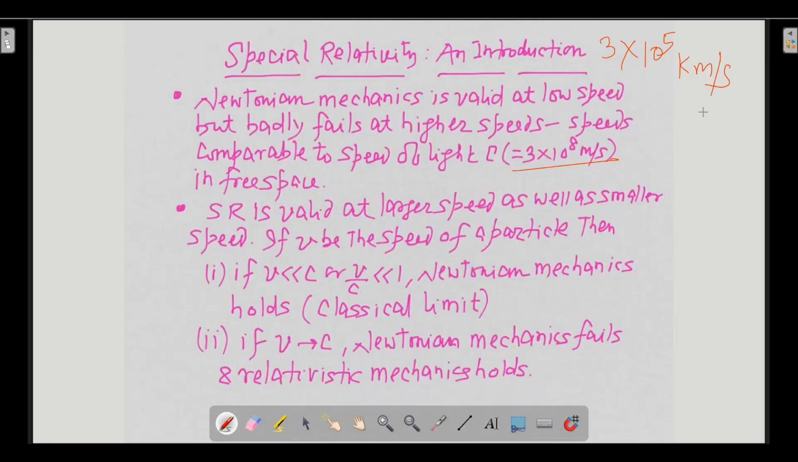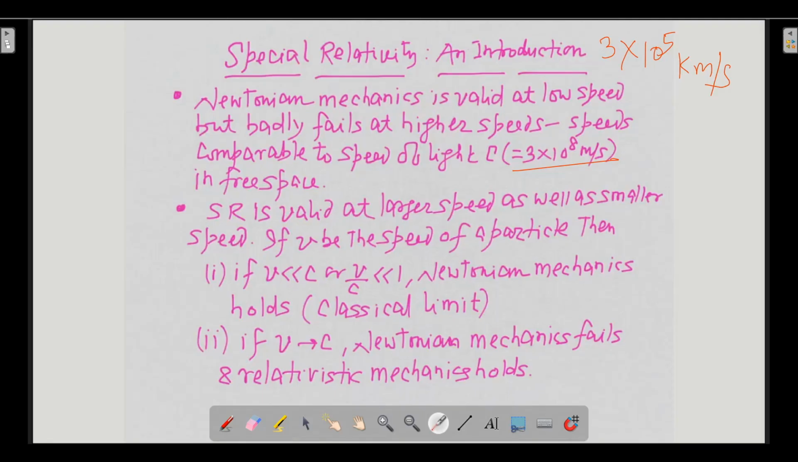Now in 1 second, you can imagine how small a time that is, light travels 3 into 10 to the power 5 kilometer. So it is an astonishingly high speed. In 1 second itself it moves 3 into 10 to the power 5 kilometer. It is a very large speed.